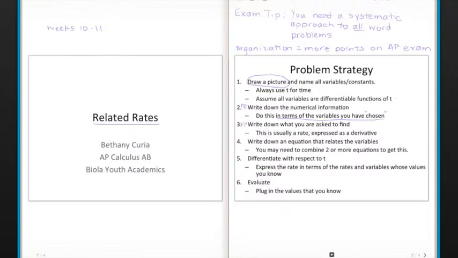Now the problem will give you numerical information. You're going to rewrite that down. Do this in terms of the variables that you have chosen. Then you're going to rewrite down what you are asked to find. Clearly state the rate that you are searching for in your solution. Make sure that this is expressed as a derivative.